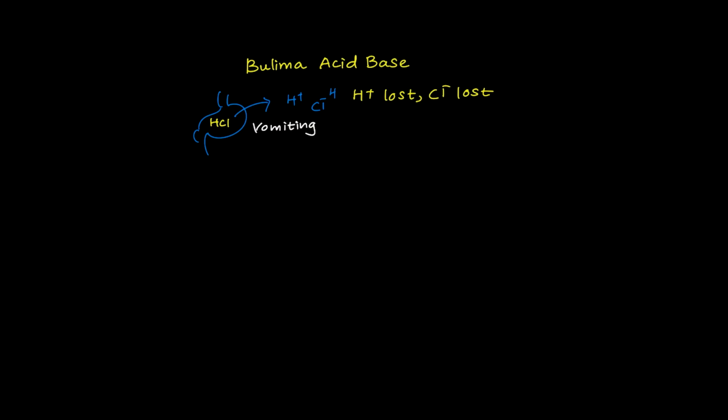Bulimia's acid-base twist comes straight from the stomach. When she vomits repeatedly, she is not just losing food. She is losing hydrochloric acid, which the stomach produces in large amounts to aid digestion. Every time she vomits, she throws out hydrogen ions along with chloride. The body runs low on hydrogen, which is the core ingredient of acid. Losing acid directly raises blood pH, and that is the definition of metabolic alkalosis.